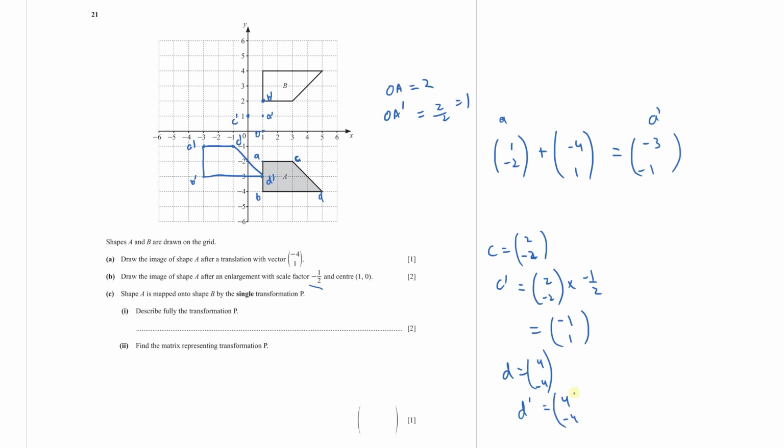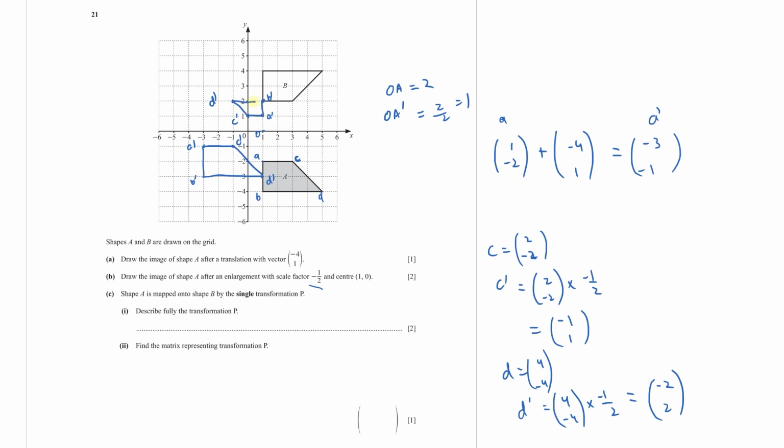4, minus 4 multiplied by minus 1 by 2. So you will get this will be minus 2 and this will be 2. So minus 2 from the center of enlargement, and then plus 2 in the y direction. So you will end up here. So this will be your point D dash, and then I can just connect all the points to form my shape here.